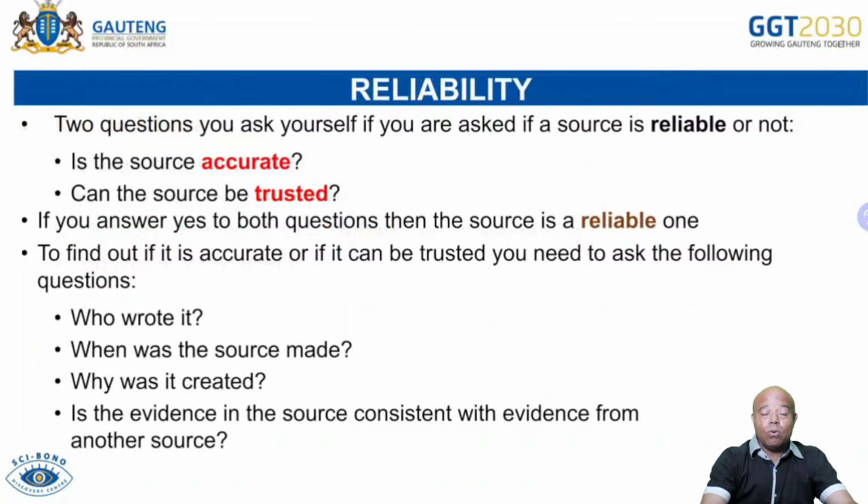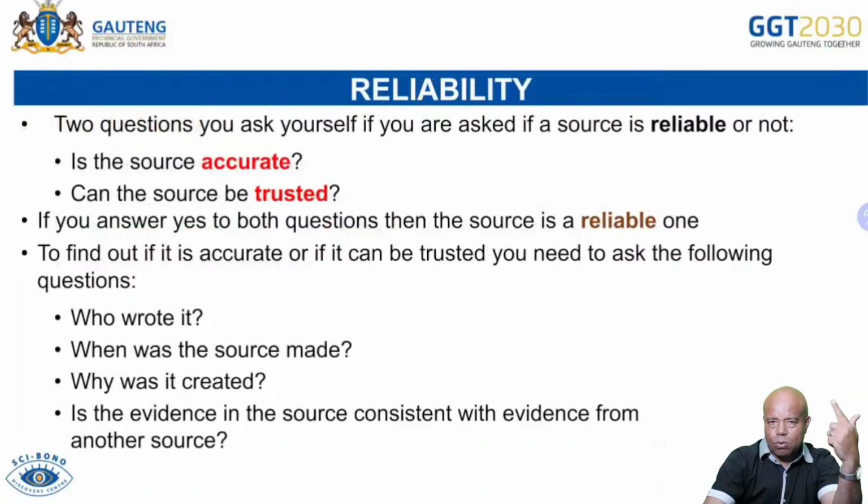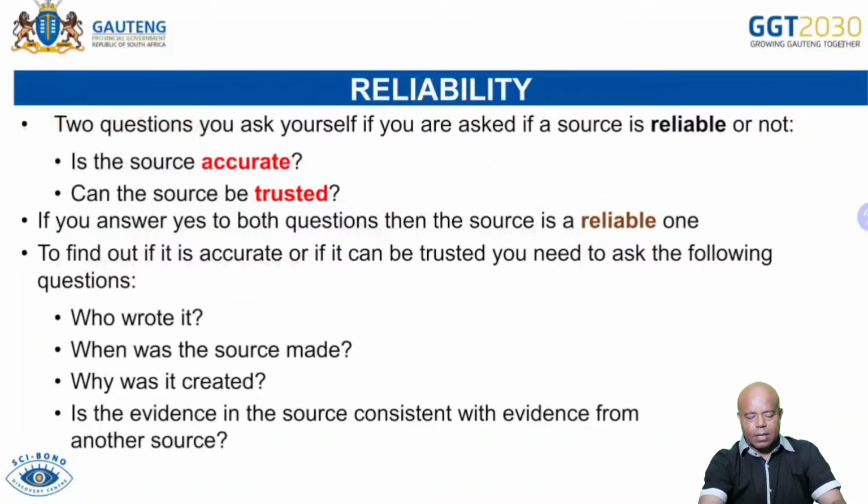Who wrote it? So now you look who wrote it. Now you say this source was written by Piet van der Merwe. 2 marks. When was the source made? The source was made in 1945. Another 2 marks. So now we can clearly see, we look at who wrote it. We look at the date also. Why was it created? This source was created to inform us how the Cold War started at the end of the day.